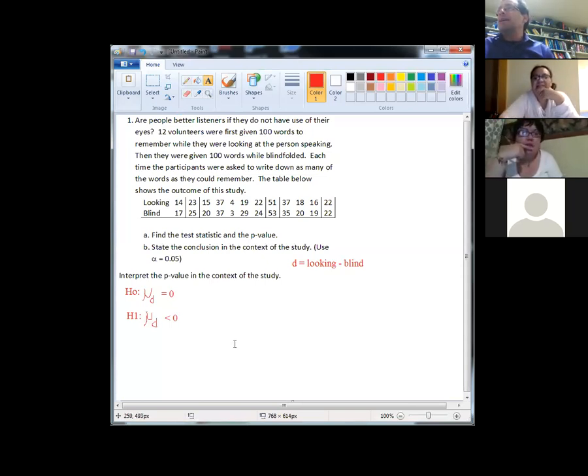Okay. Repeat the last part, please. Why is it less than 0? Okay, because take a look. If you're better when you're blind than you are looking, and you take looking minus blind, you'll get a negative number. So for example, this first person was better blind than looking. They got 14 words for looking, 17 for blind, right? So they were better blind than looking. If you take 14 minus 17, you get negative 3, right? That's less than 0. So that's why it's less than 0.